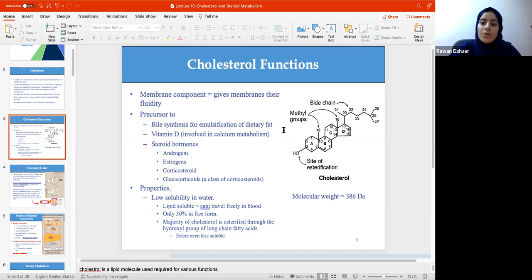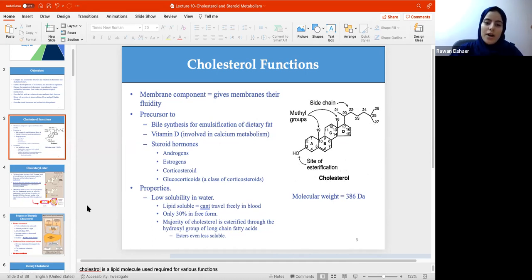Okay. Now, another thing you need to know is the process of esterification, okay? So this is the cholesterol molecule. You can see it's a ring structure, it has multiple rings, and this is the side chain, and it has a hydroxyl group here. So in the process of esterification, a fatty acid combines with this cholesterol at this site, okay? And this makes the cholesterol even more lipid soluble.